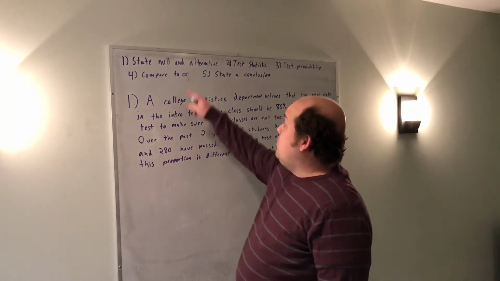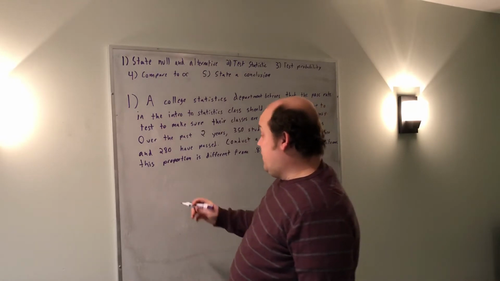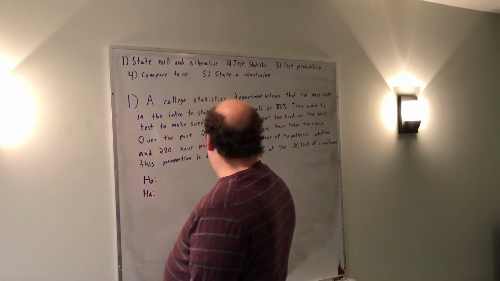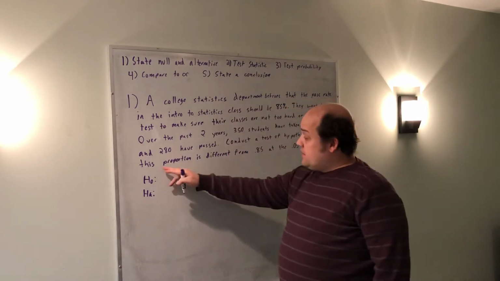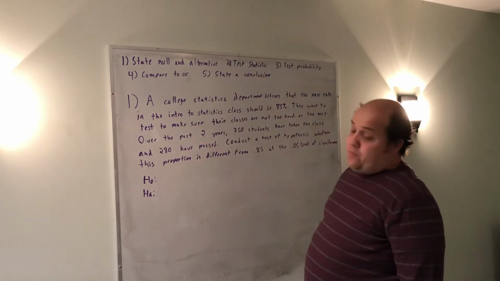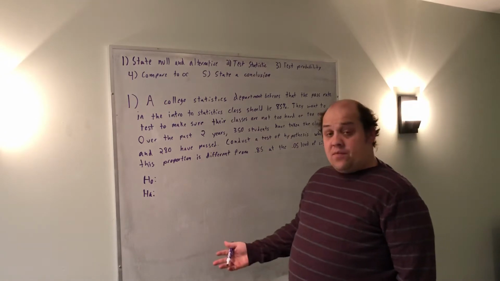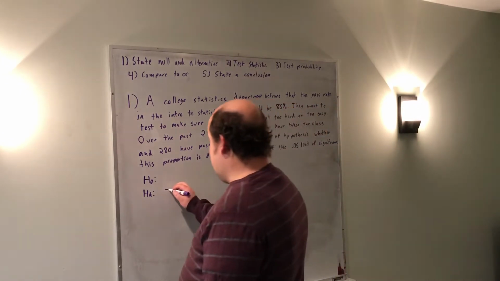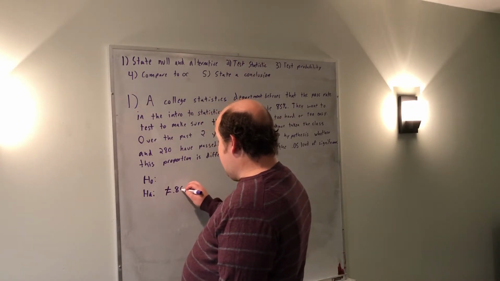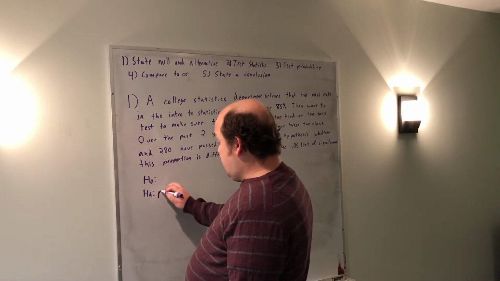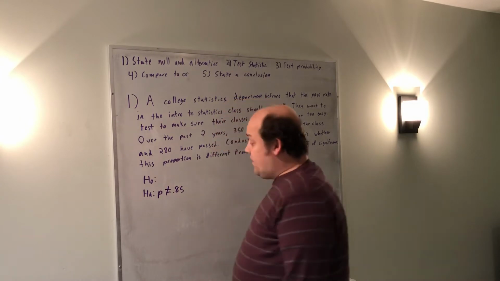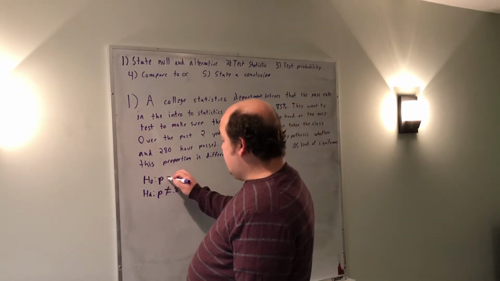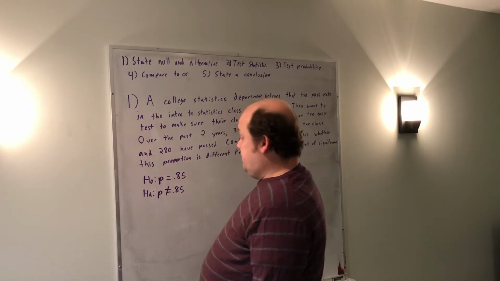First thing I have to do is find my null and alternative. H0, HA. It says conduct a test of hypothesis whether the proportion is different from 0.85. Different from 0.85 doesn't say less than or more than, so it's a not equal to test. Not equal to 0.85, and I'm going to use P as the population value for proportion. That means that my null is that P does equal 0.85.